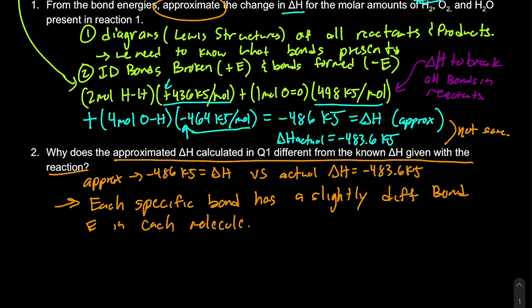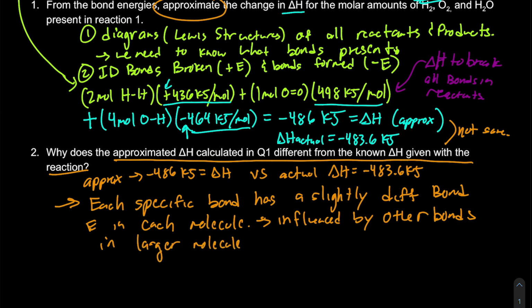Now, why would we say that? We say that these are influenced by the other bonds in our overall larger molecule. So for example, if we have our water molecule, what we would see is that when we break that oxygen-hydrogen bond, the bond energy is influenced by the fact that we also have that other oxygen-hydrogen bond.